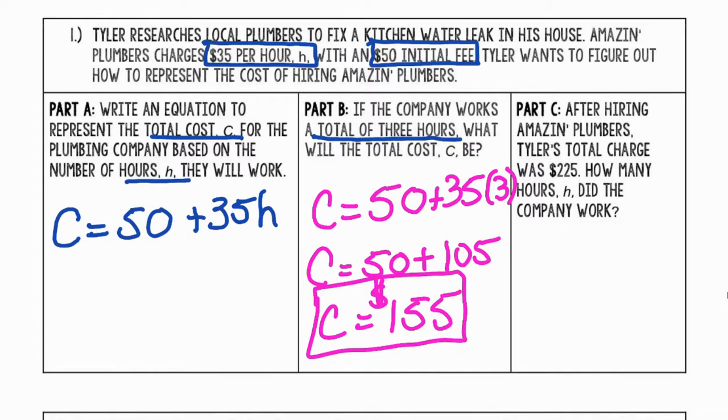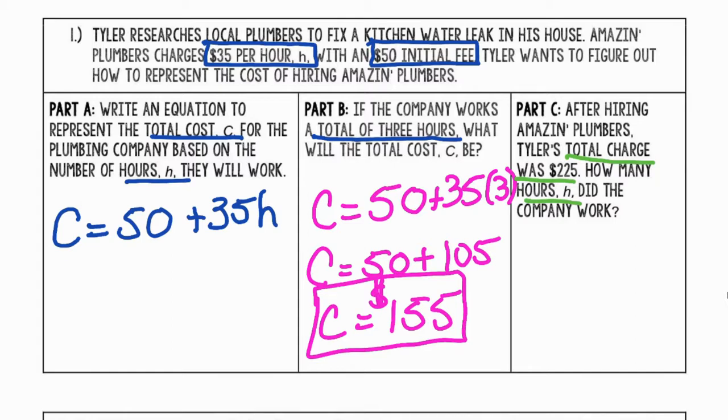Okay, well, let's go to part C. After hiring Amazing Plumbers, Tyler's total charge was $225. How many hours H did the company work? Oh, this one's different. This one says that we know his total charge, he had to pay them $225. So they're asking us to find the hours.